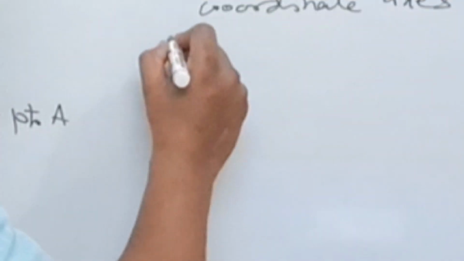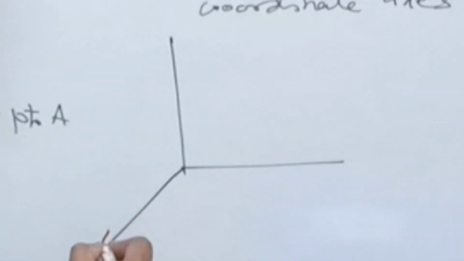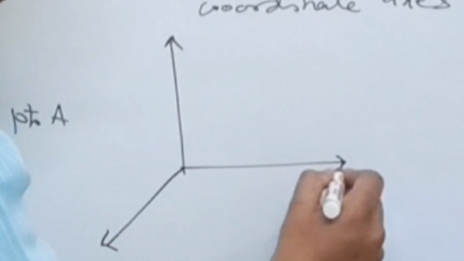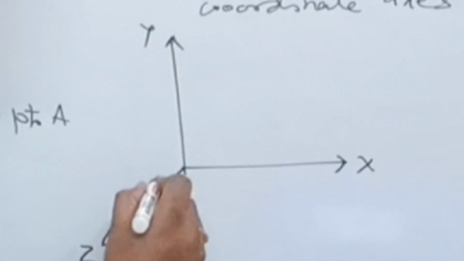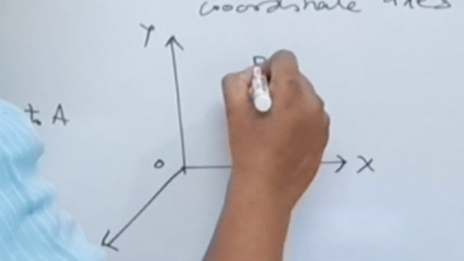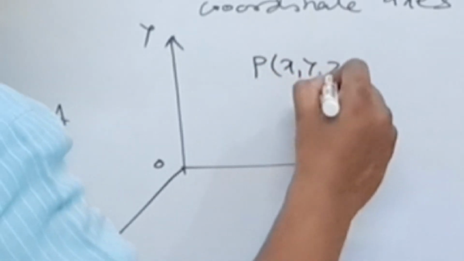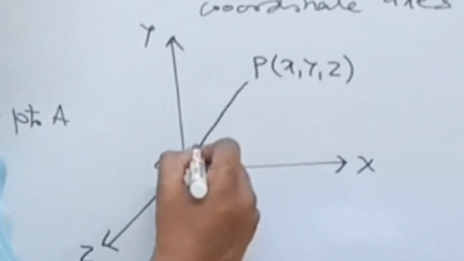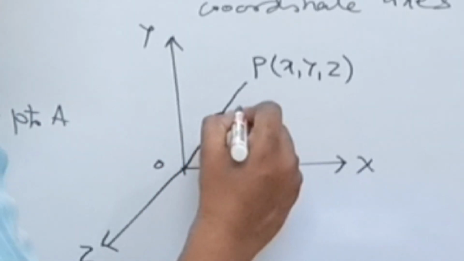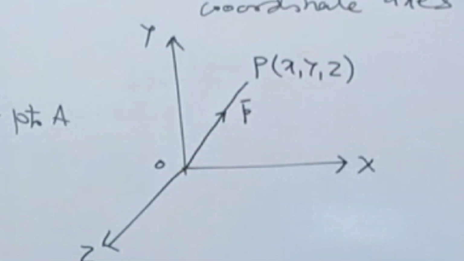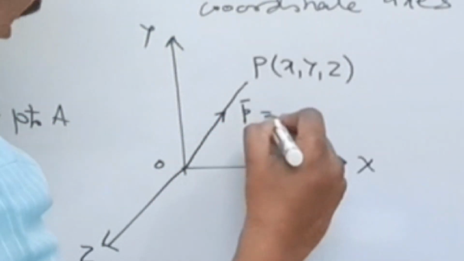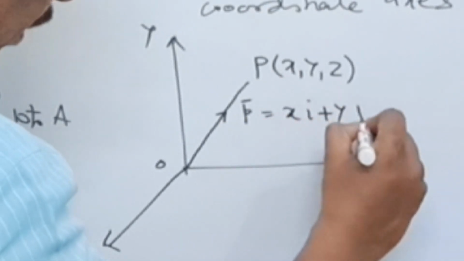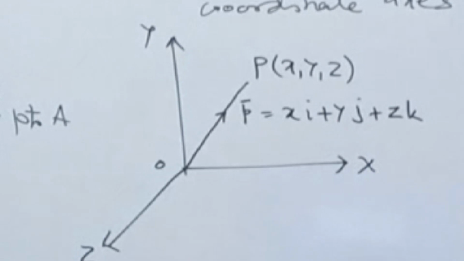When I say that, let us choose any point P with its coordinates as x, y, z. The position vector of point P will be a directed line segment from O to P, which is given by P bar. Once we say that the position vector of point P is P bar, this P bar will be expressed as xi plus yj plus zk without hesitation.